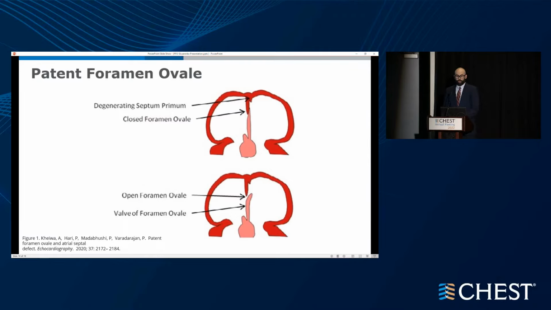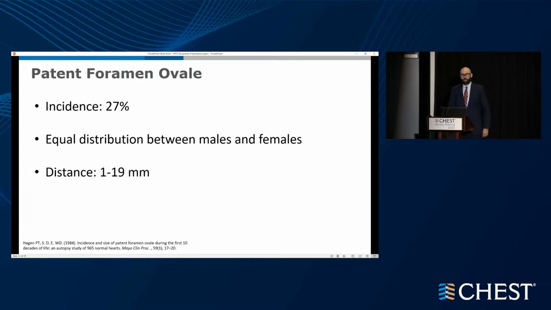A patent foramen ovale is a congenital abnormality where there is lack of contact and closure between the septum primum and the septum secundum. The incidence is about 27% of the population, or about 1 in 4 individuals walk around with this phenomenon. There is an equal distribution between males and females, and the size ranges from about 1 to 19 millimeters. A majority of PFOs do not require any intervention along one's normal lifespan.